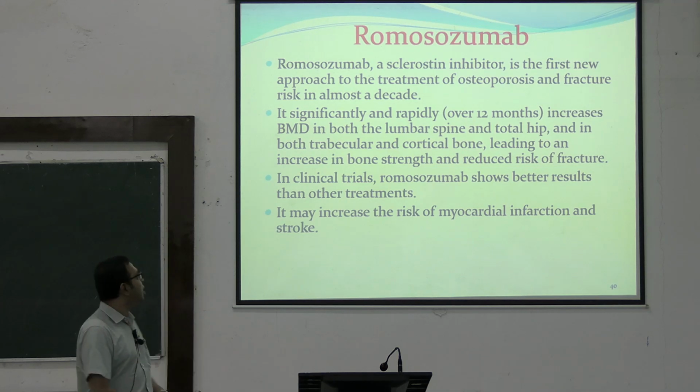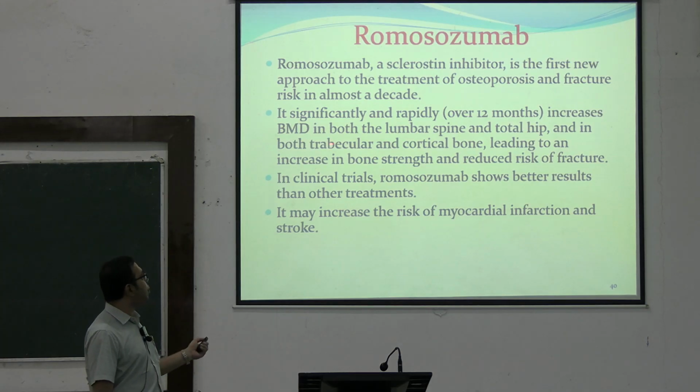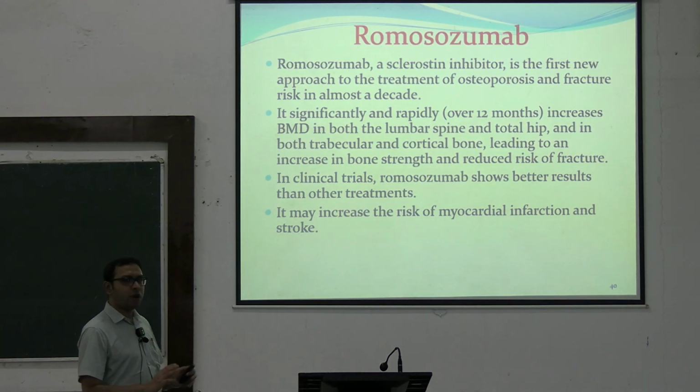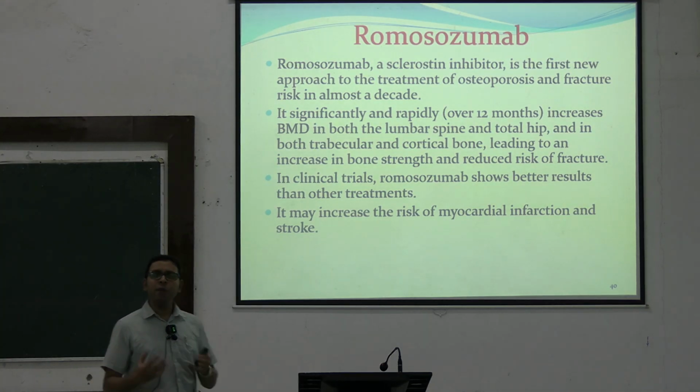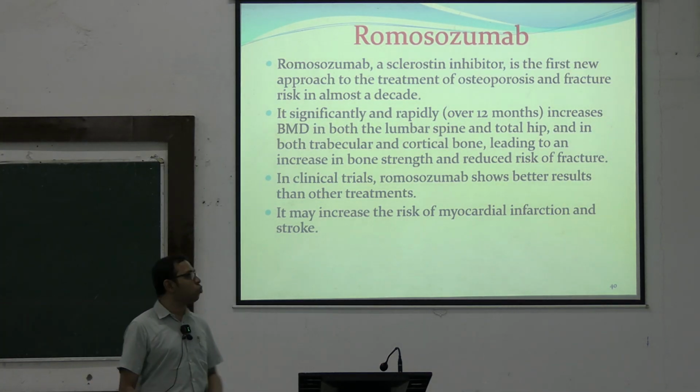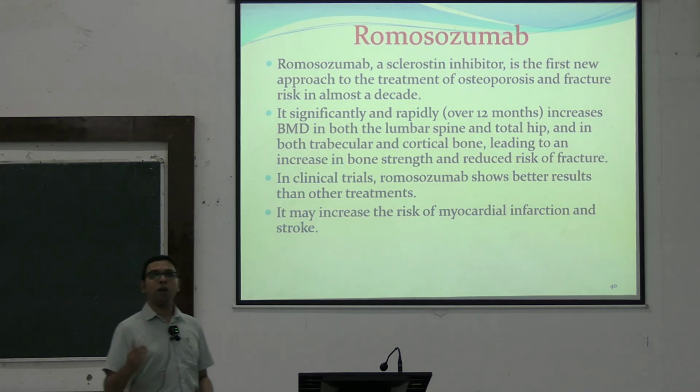So it is clear. Used in the treatment of osteoporosis, it significantly and rapidly increases the bone mineral density in both the lumbar spine, total hip, trabecular and cortical bone, etc. It shows better results than other treatments. It is a very potent, very efficacious drug, Romosozumab. It may increase the risk of myocardial infarction and stroke. This is the only drawback.